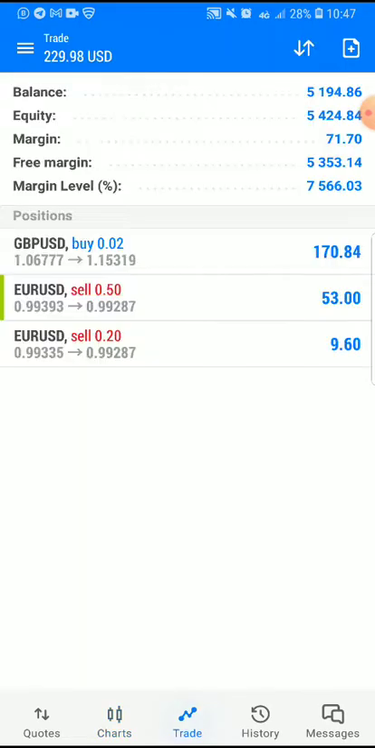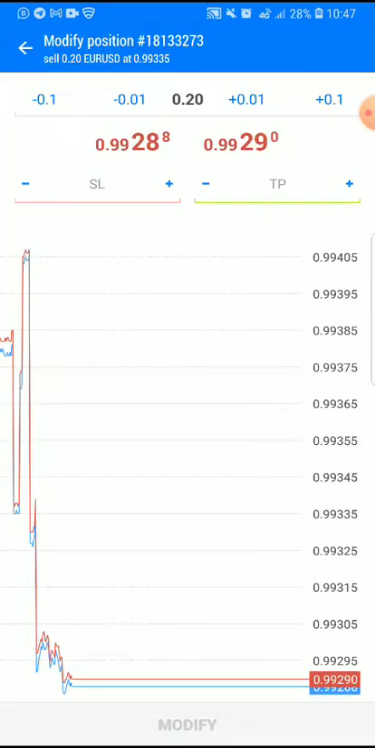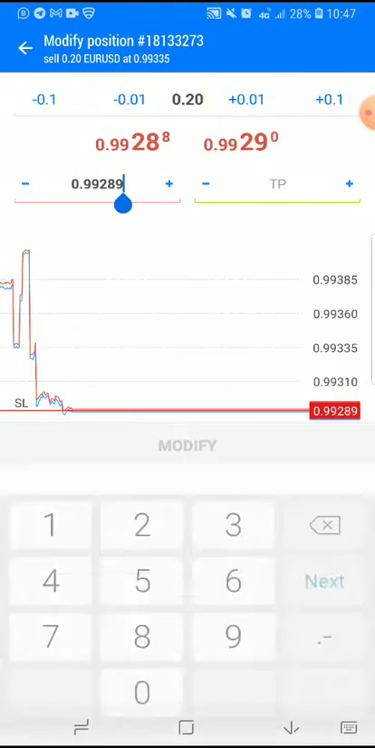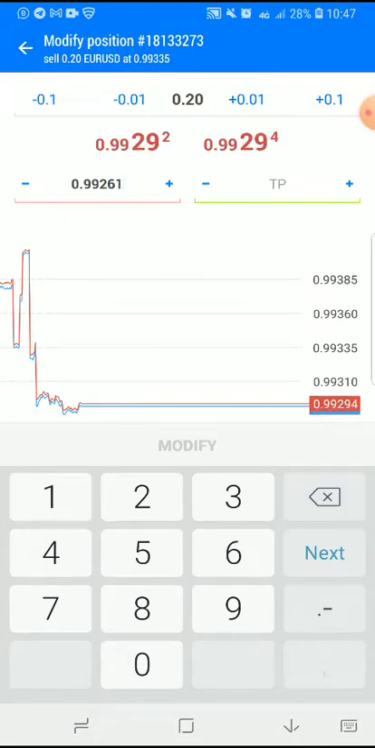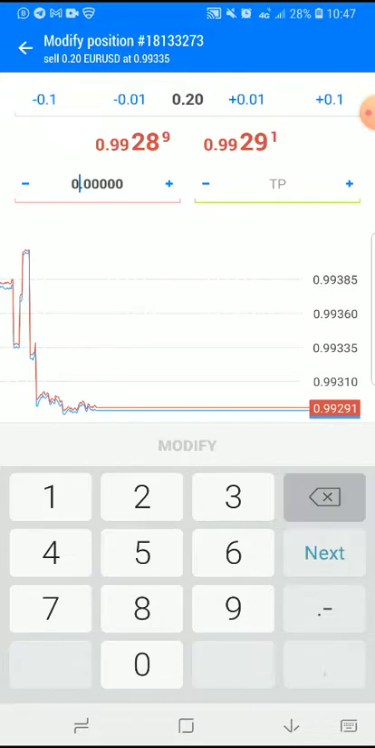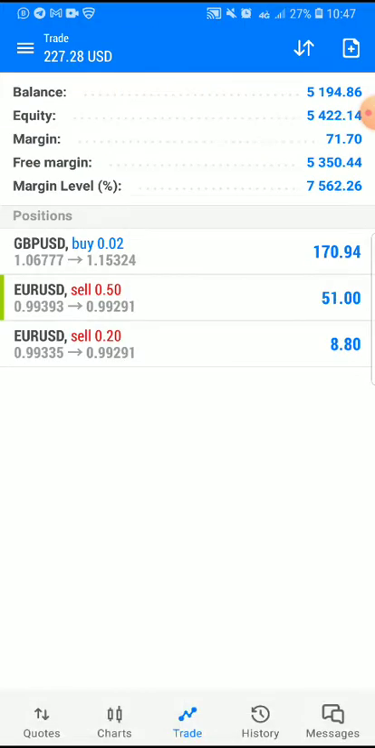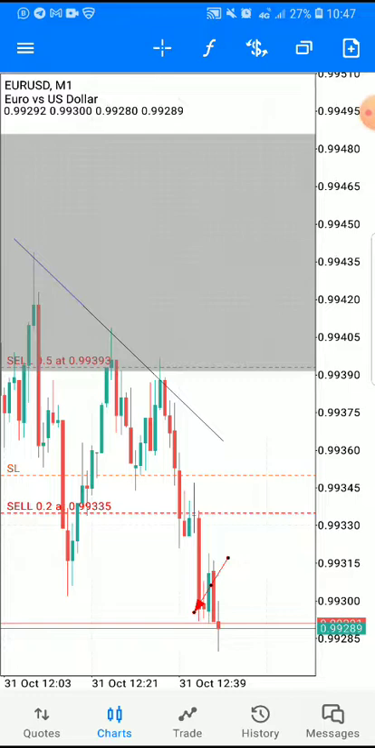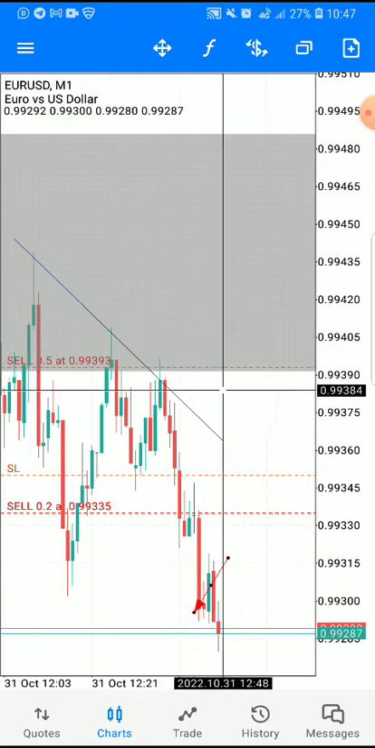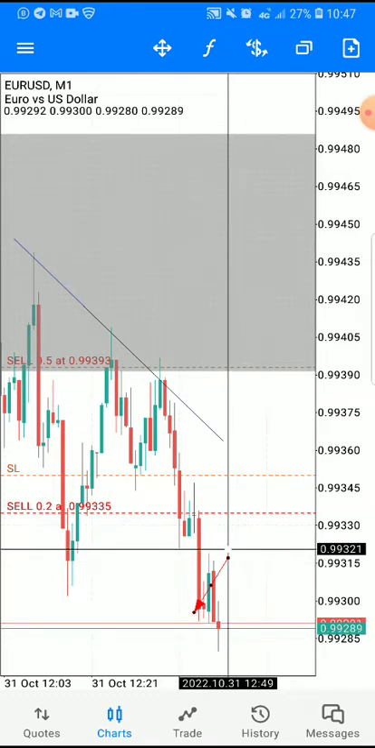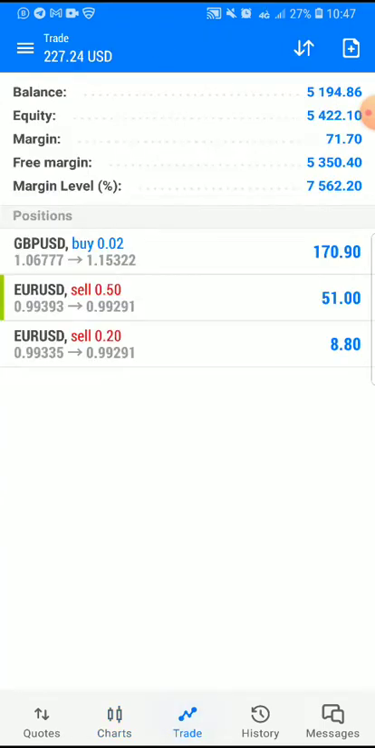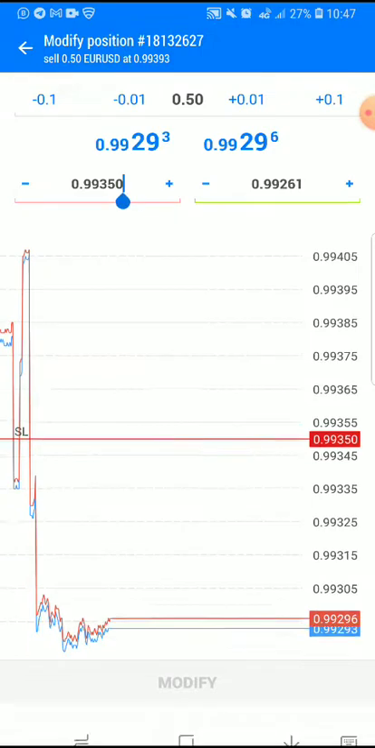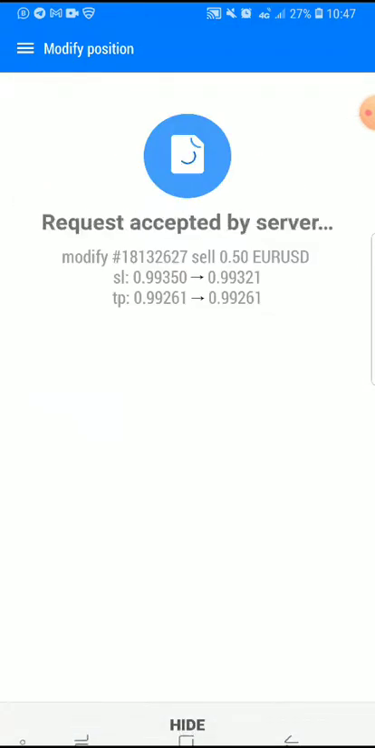So I'm just gonna adjust this to 6-1. Okay, it looks like I'm unable to. I don't know why I'm unable to do that. I'm sure maybe because of the spread. Okay, so guys, I'm gonna move my stop loss again to 99321. So I keep adjusting as the market keeps going down in my direction.